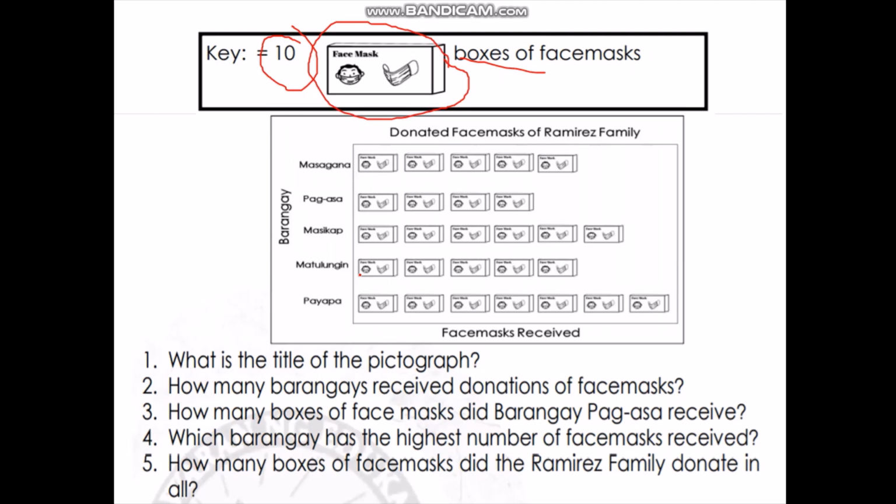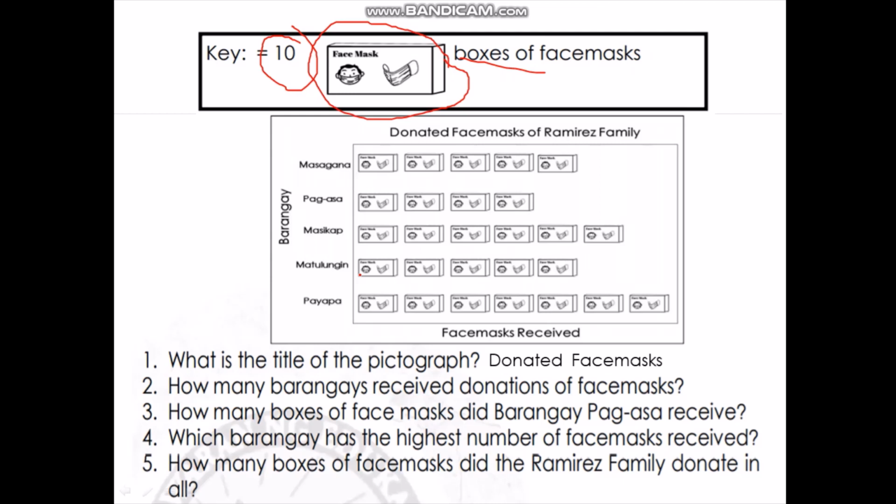Okay, so now let's answer in your drill board. Just answer in your drill board. Number 1, what is the title of the pictograph? Times up. The correct answer is donated face masks of the Ramirez family.